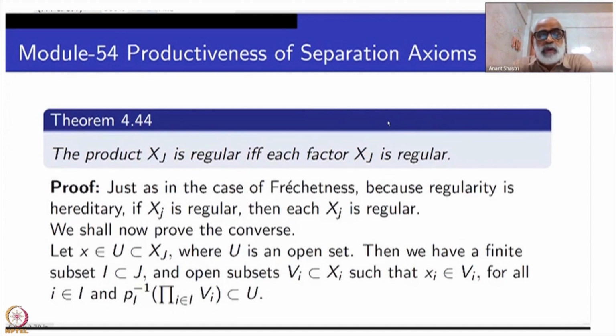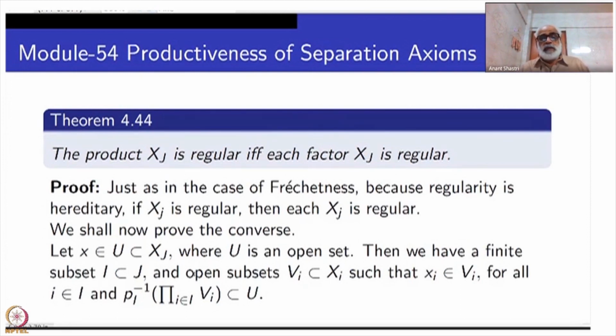We shall now prove the converse. Pick up x belonging to U, where U is open in the product of X_j. So we must produce another open subset, such that its closure is contained inside U, and this open subset contains x. So between x and U, I must squeeze another open set.